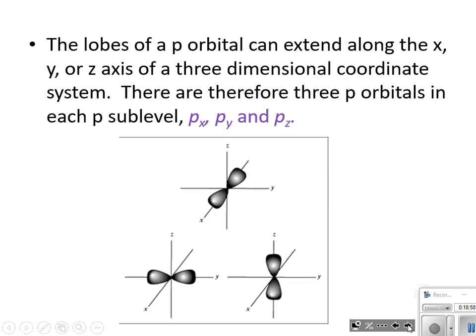Now, here are the orientations that they are talking about. X, Y, and Z. And it just shows the difference of how they are oriented around the nucleus. The nucleus would be somewhere here, right in the middle. So this one lies along the z-axis here. This one is along the y-axis here. And this one is along the x-axis right there.